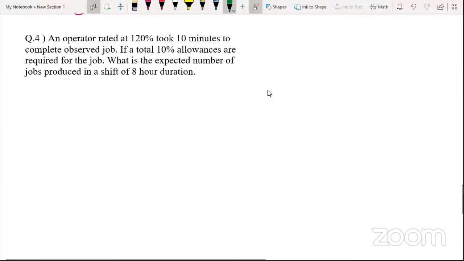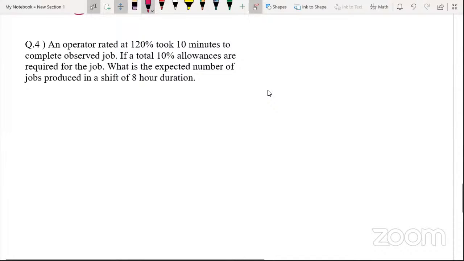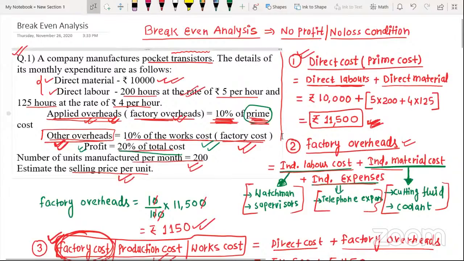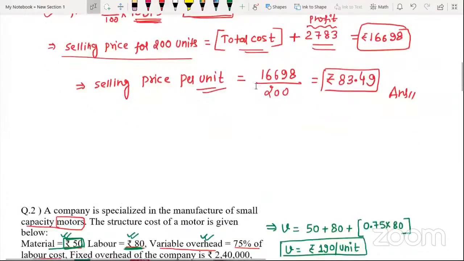It says that an operator rated at 120% took 10 minutes to complete observed job. So now we are in topic work study. If a total 10% allowance are required for the job, what is the expected number of jobs produced in a shift of 8-hour duration? So mainly three types of cost are there in this chapter.